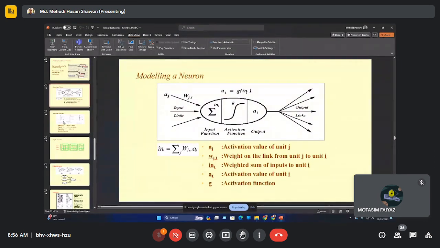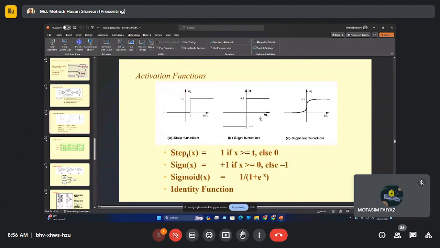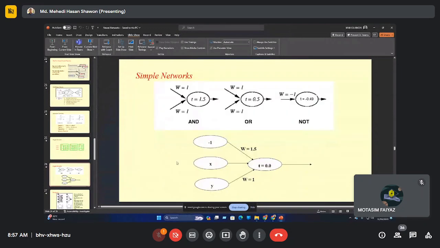Yes sir, I understood. So there are some activation functions, but these are not all the activation functions. We have ReLU, tanh. There are many other activation functions as well, right?